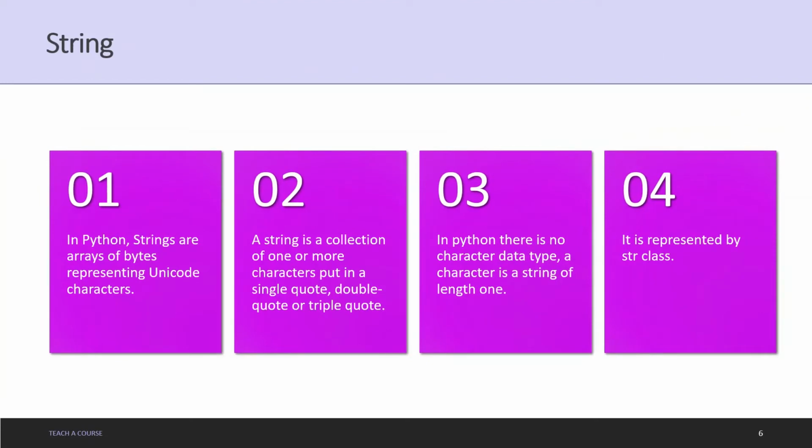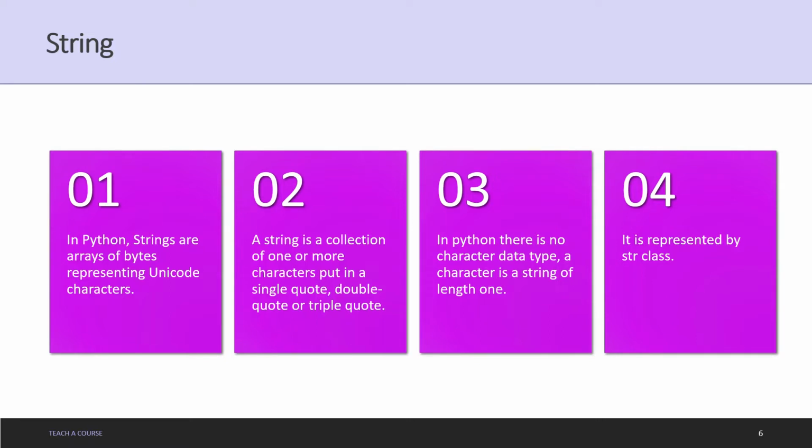In Python, strings are arrays of bytes representing Unicode characters. What is a string in Python? First definition: strings are arrays of bytes representing Unicode characters. Second, a string is a collection of one or more characters put in a single quote, double quote, or triple quote. It's very important.